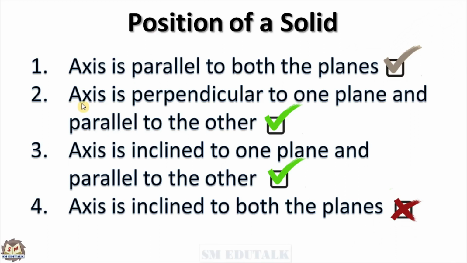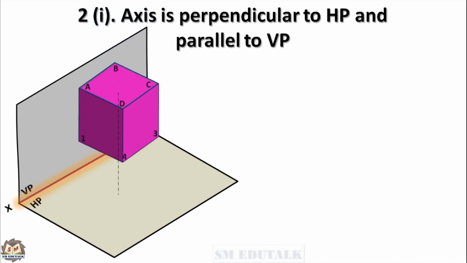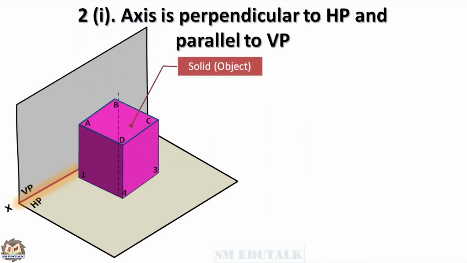That is, axis is perpendicular to one plane and parallel to the other. This position has 2 suppositions. The first supposition is axis is perpendicular to HP and parallel to VP. Here, an imaginary line, that is axis, is kept in the first quadrant. It is kept perpendicular to HP and parallel to VP. Make the axis passing through the center of a square prism like this.